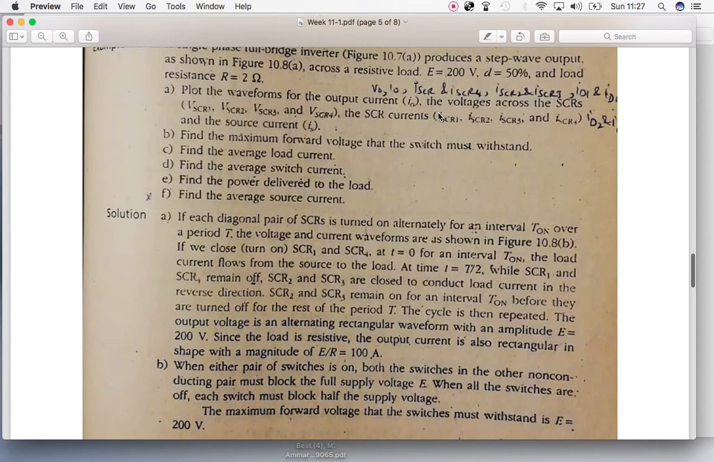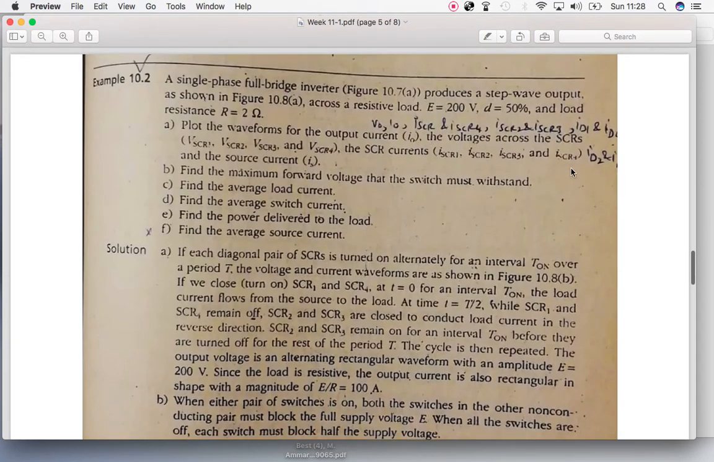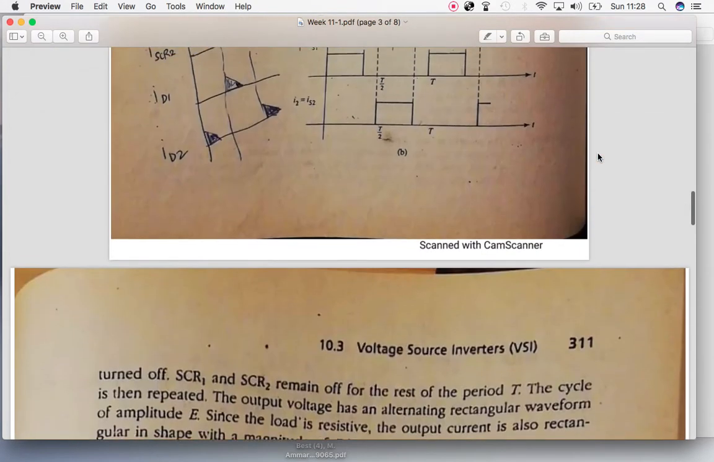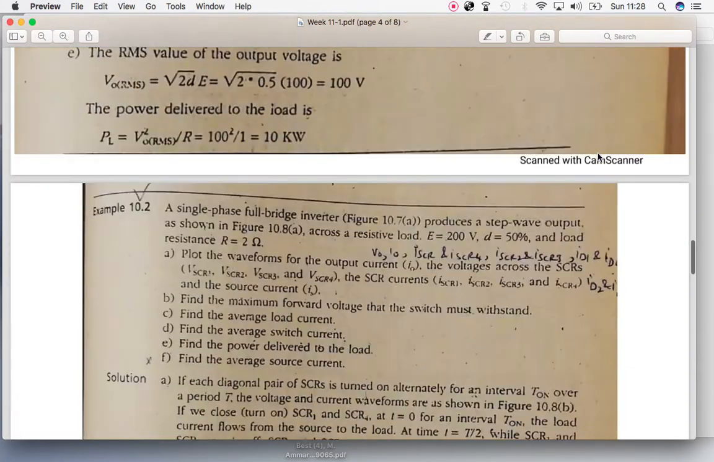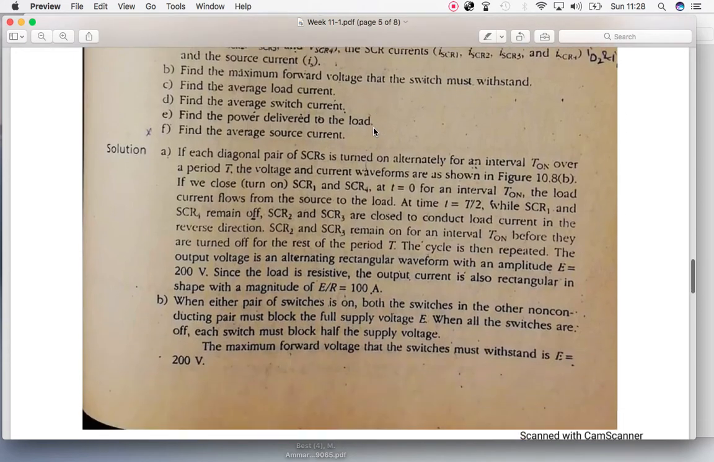Similarly, in the second numerical, we are able to draw the waveforms of all the currents on the SCRs as well as on the diodes. Here we have 4 SCRs and 4 diodes. In the previous case we had 2 SCRs and 2 diodes. So similarly you are able to draw the waveforms of the current on the load and all the switches, and the voltage waveform on the load.